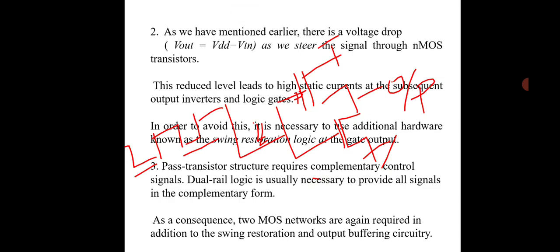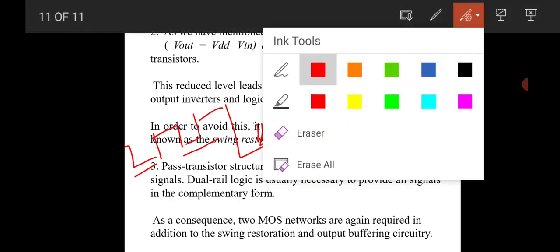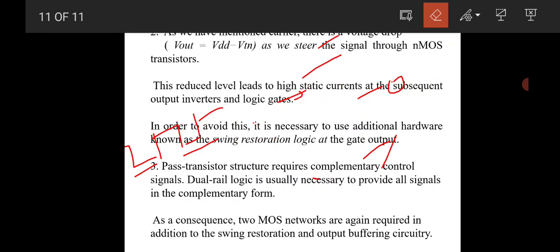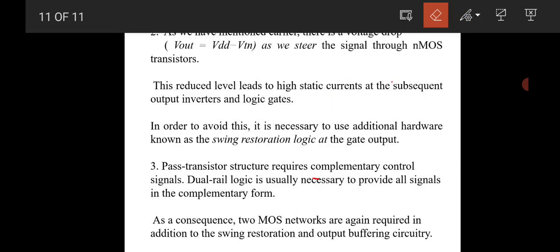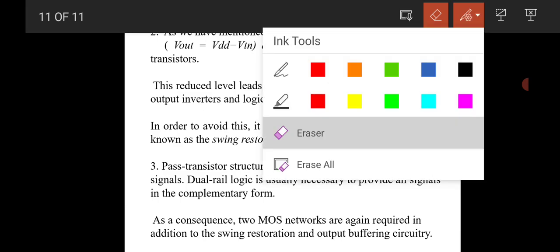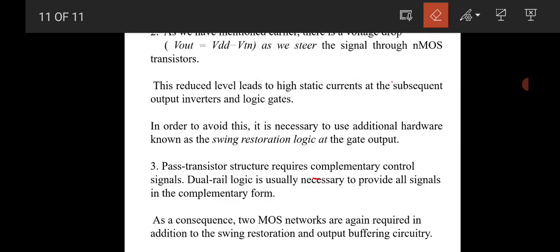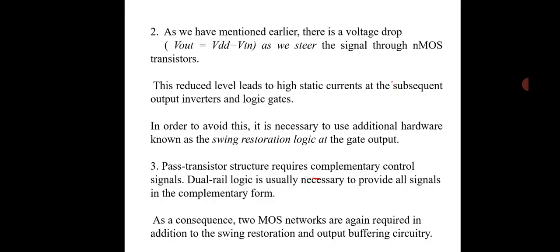So the third point is that a pass transistor circuit requires complementary signals. Dual rail logic is usually necessary to provide the complement. That means if you want to design a pass transistor family, we compulsorily need to provide a charging as well as a discharging path, otherwise the output remains the same. So for that purpose, complementary signals are necessary for this pass transistor family.